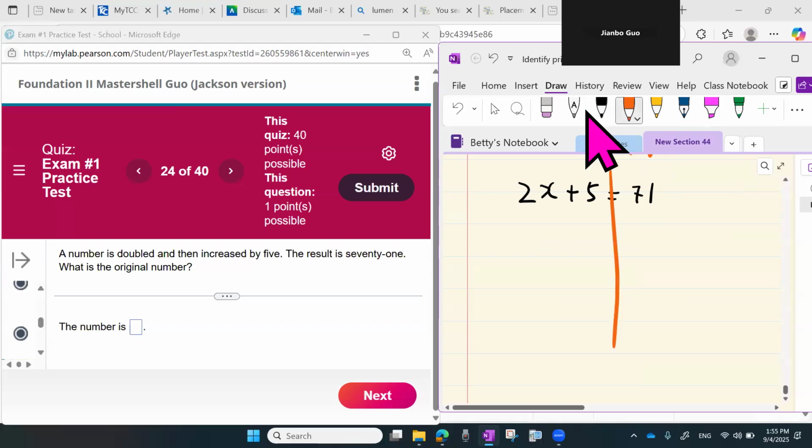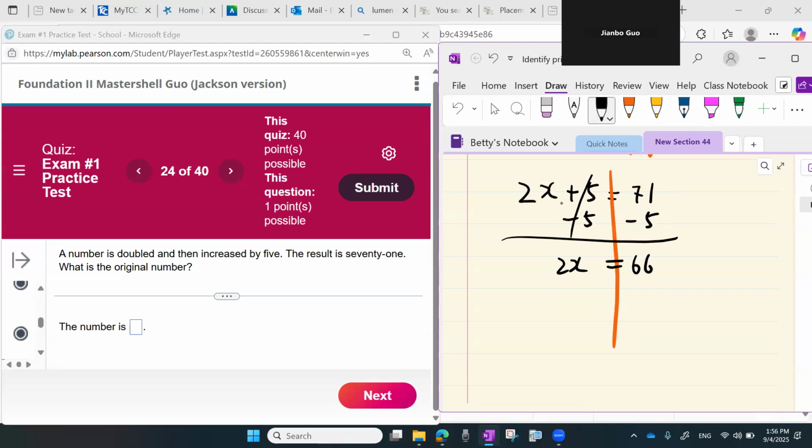Okay, let's solve the equation. 2x plus 5 equals 71. It's a pretty simple equation. I'm going to minus 5 from each side. 2x, and on the right side 71 minus 5 is 66. Divide each side by 2. X equals 33. But we can double check the result in the sentences, right?